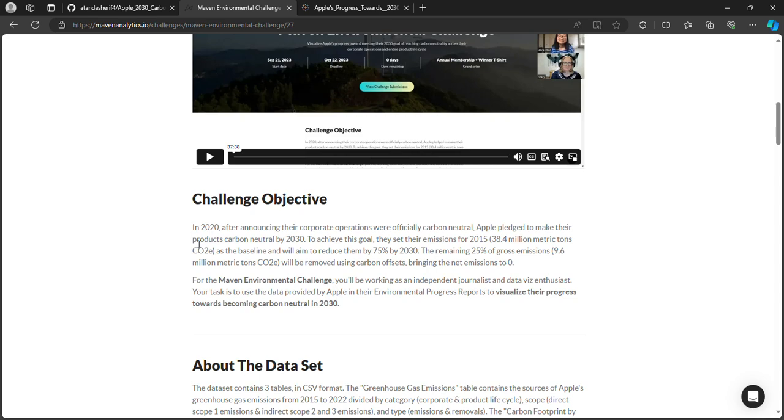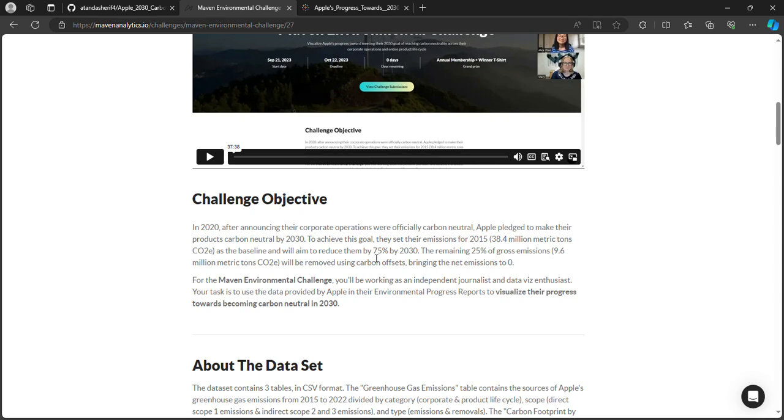In 2020, after announcing their corporate emissions, Apple pledged to make its products carbon neutral by 2030. To achieve this goal, they set their emissions for 2015 as the baseline. That means the emission of greenhouse gases, measured in metric tons, in 2015 for Apple was 38.4 million metric tons. That is the reference point, and they aim to reduce this 38.4 million metric tons by 75% by 2030.